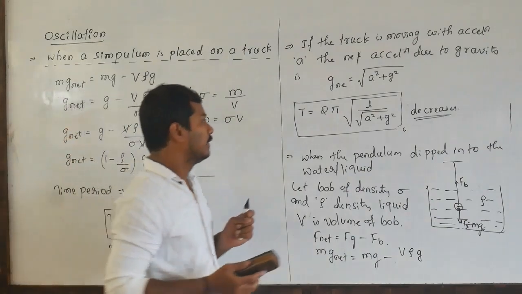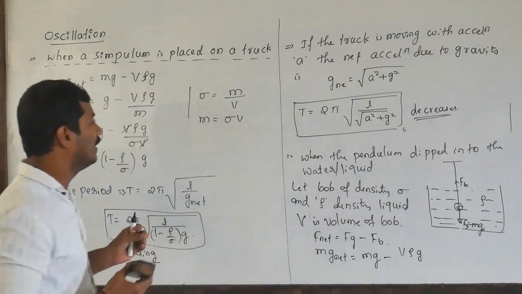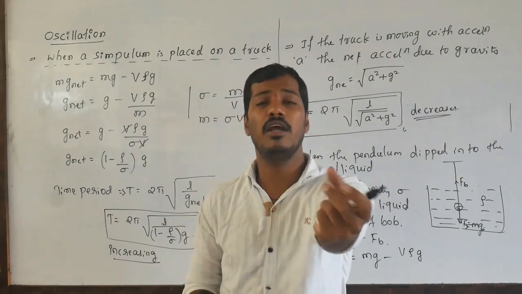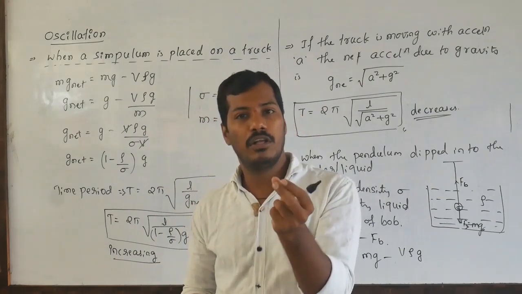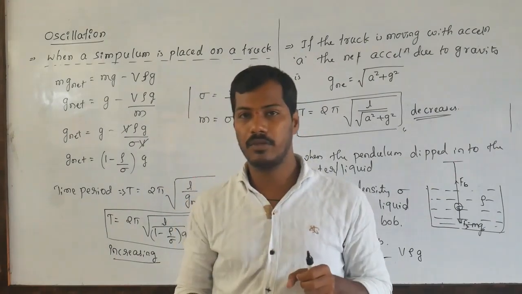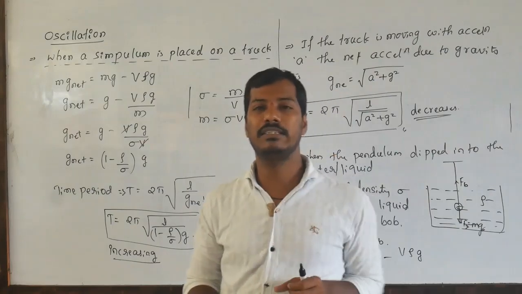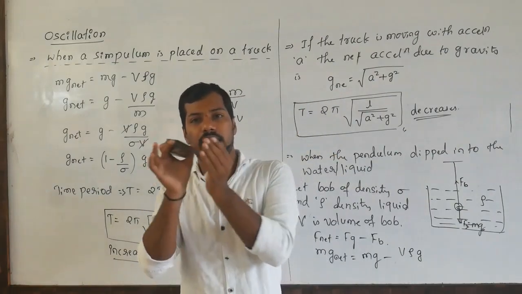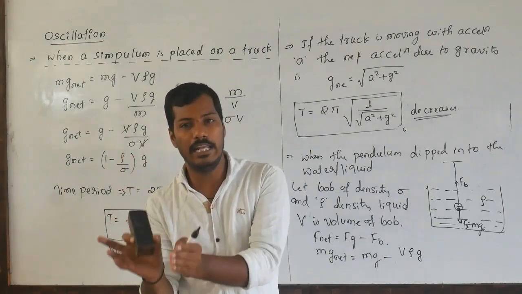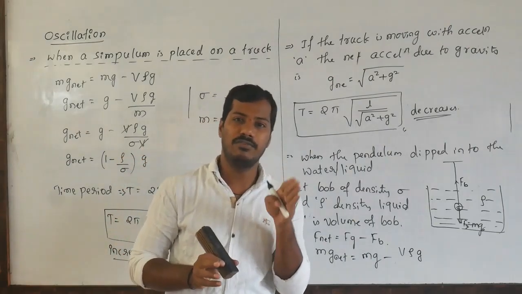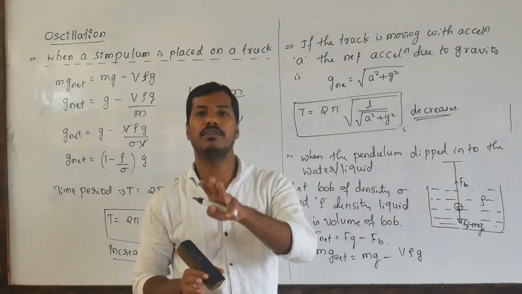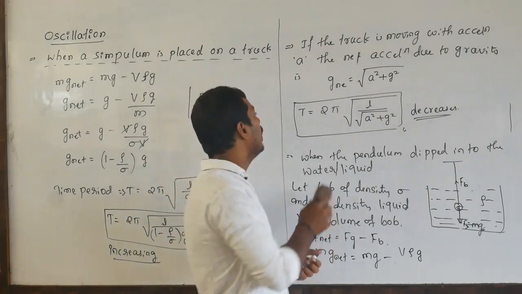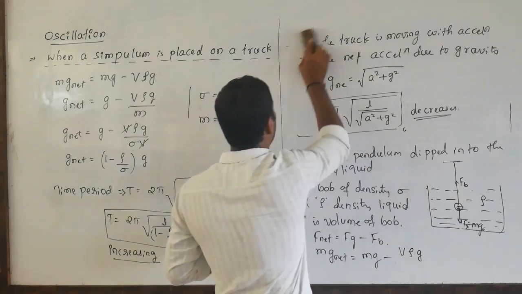The next part is the time period of a metal pendulum, which contains a positively charged particle, when it enters an electric field. The electric field can be in the same direction as gravity, or in the opposite direction to gravity. There are two conditions.